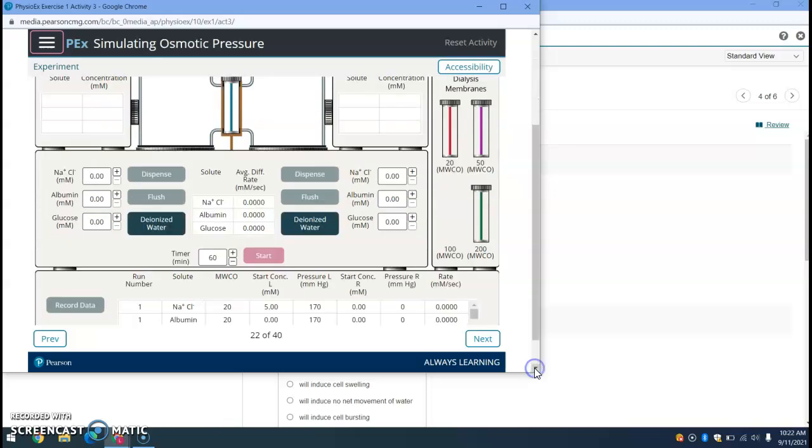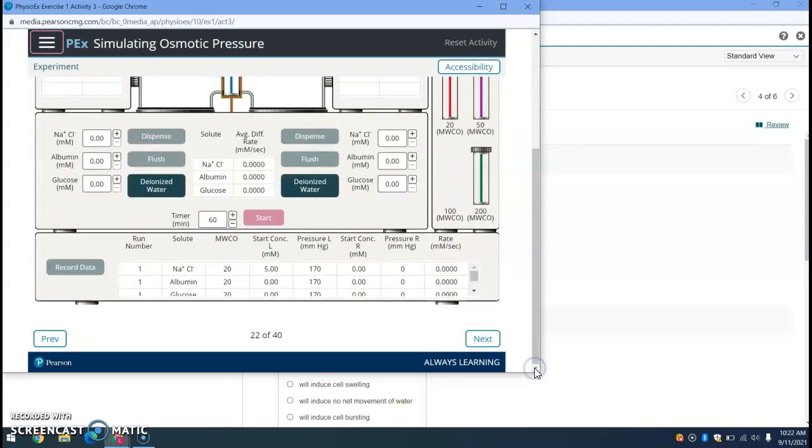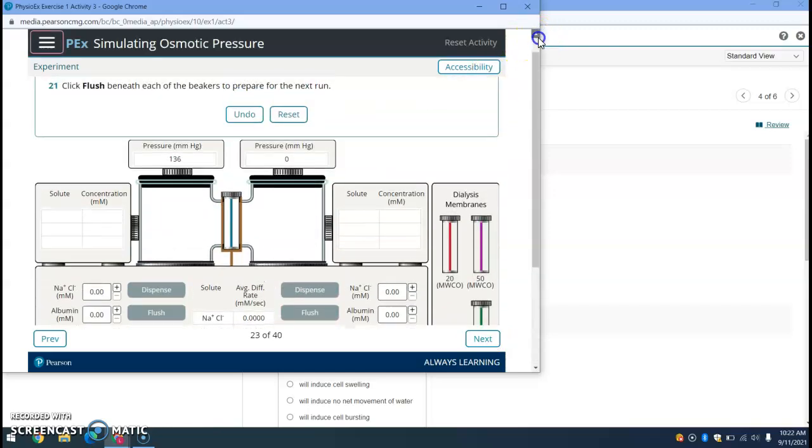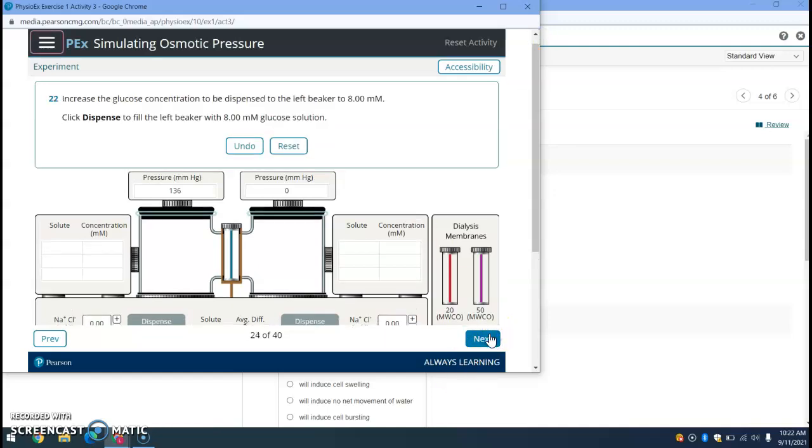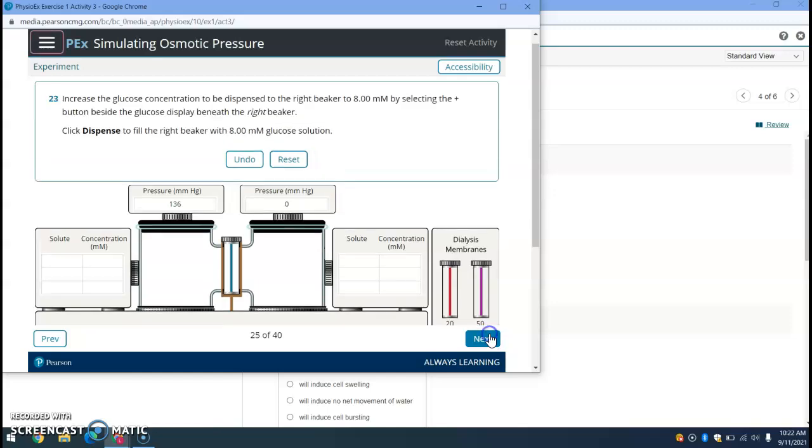I think I hit record data. Did I hit record data? I'm not sure. Yeah, I did, because it put it in there. Okay, so, excuse me. I did flush. Now increase the glucose to, we did that.